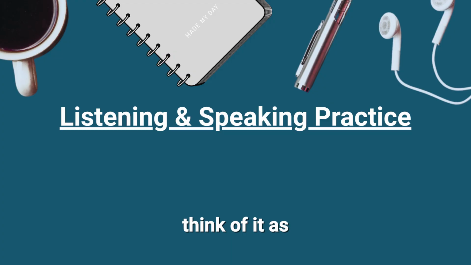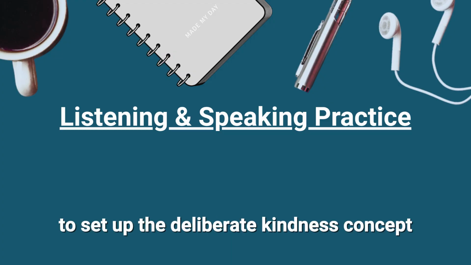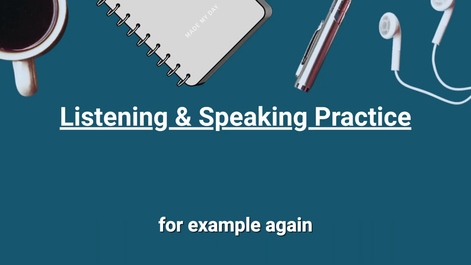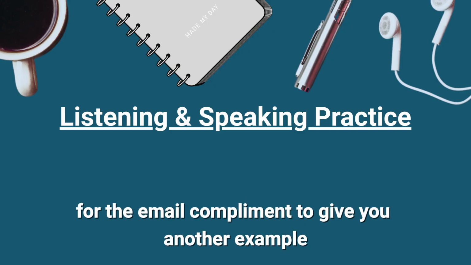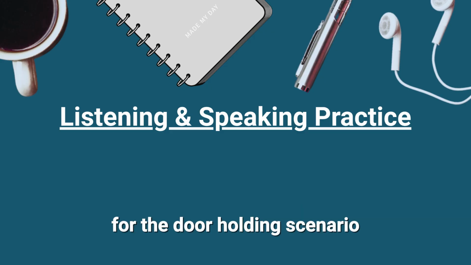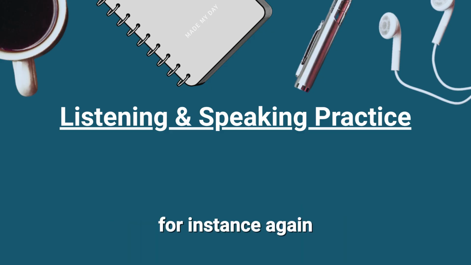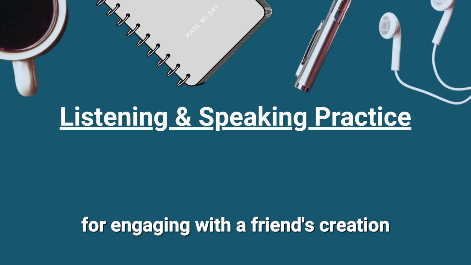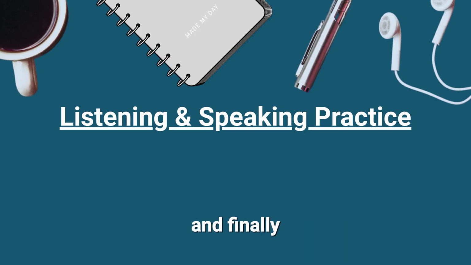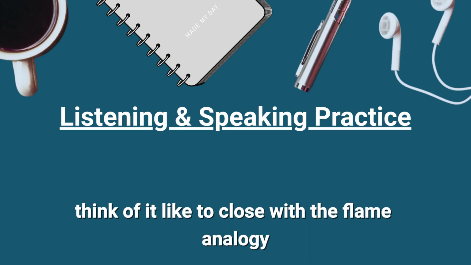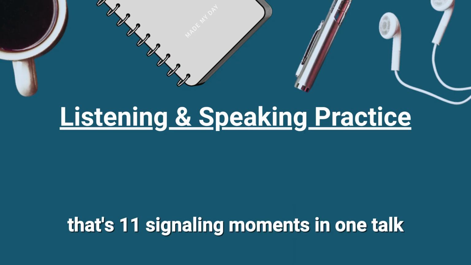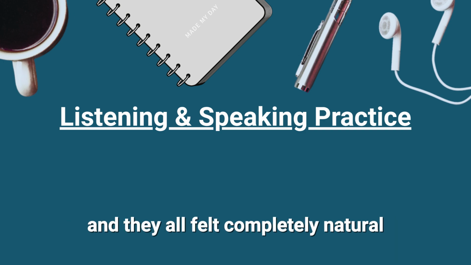"Think of it as" to set up the deliberate kindness concept. "For example," again, for the email compliment. "To give you another example" for the door-holding scenario. "For instance," again for engaging with a friend's creation. And finally, "think of it like" to close with the flame analogy. That's 11 signaling moments in one talk, and they all felt completely natural.